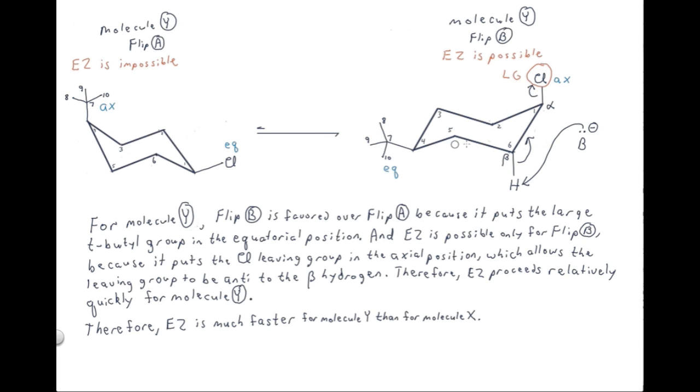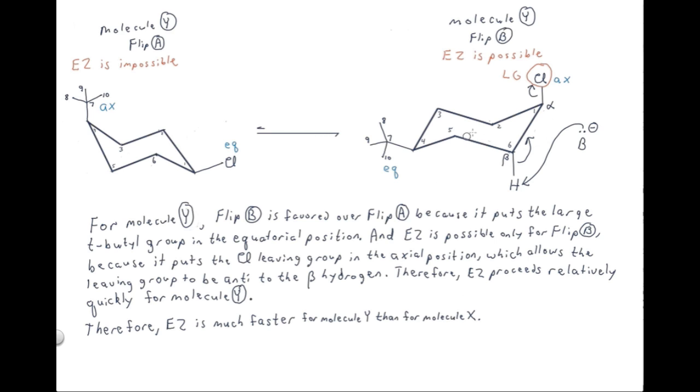For molecule Y, flip B is favored over flip A because this flip puts the large tert-butyl group in the equatorial position. And flip B is also the chair flip where E2 is actually possible because it puts the chlorine in an axial position, which allows it to be anti to the beta hydrogen. So E2 proceeds pretty quickly for molecule Y. And now we've decided, therefore, that E2 is much faster for molecule Y than for molecule X.